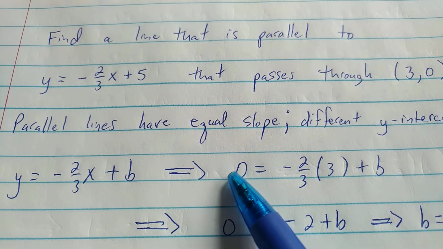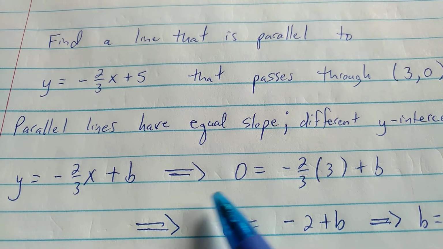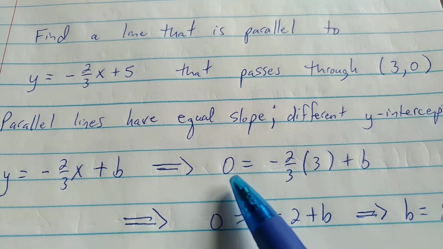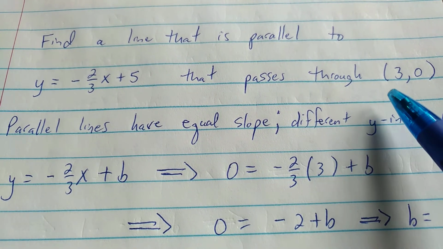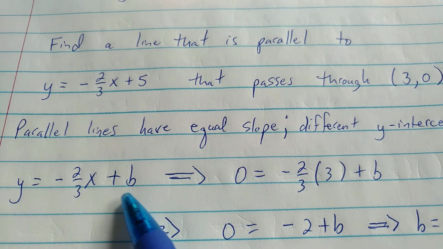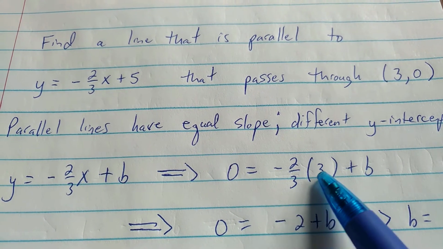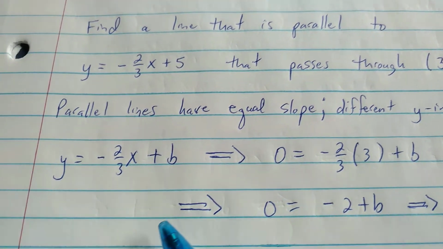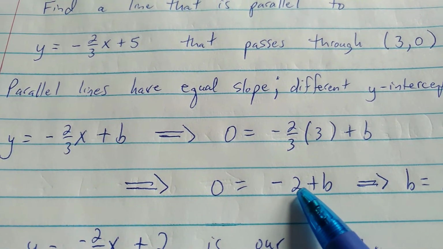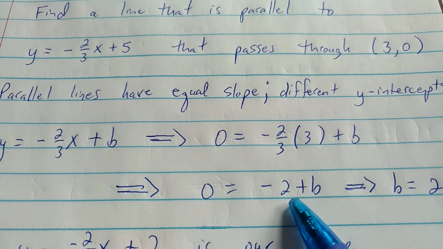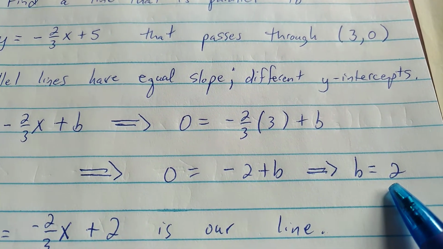I have 0 equals, same slope, because they're parallel, negative 2/3, parentheses around the x that went with the y value 0. That was 3. And that's why 3's in here where x used to be. These 3's cancel. This is going to become 0 equals negative 2 plus b. Add 2 to both sides and you get 2 equals b, which is the same as b equals 2.